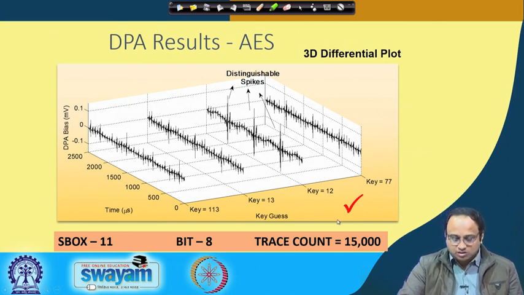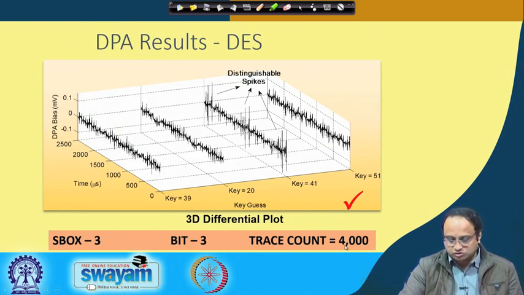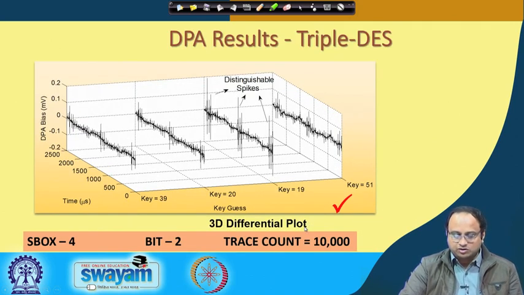Likewise, you can do the attack on DES also. Your trace counts will probably vary depending upon your implementation and your target algorithm, but the central truth is that all these implementations, if they do not take care of this kind of attack, are vulnerable to such techniques. You can also apply it on triple DES, and even there you can find these distinguishable spikes which distinguish the correct key byte from the wrong key bytes.